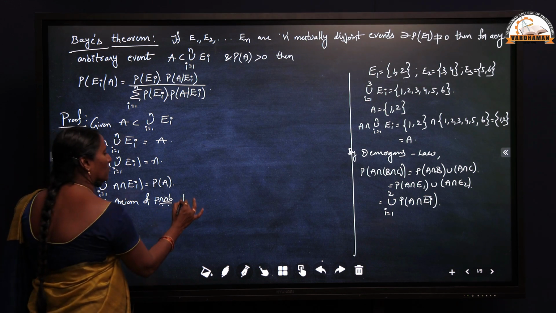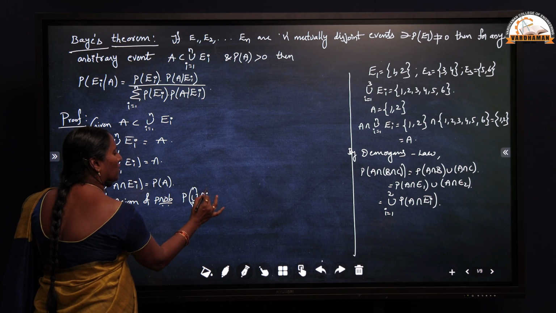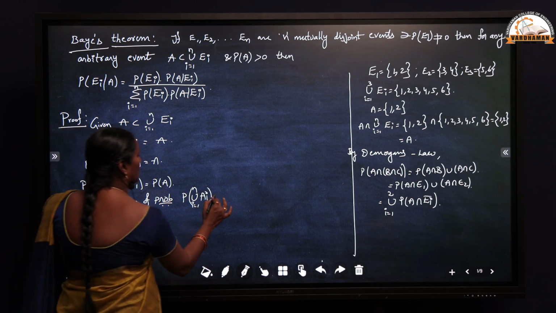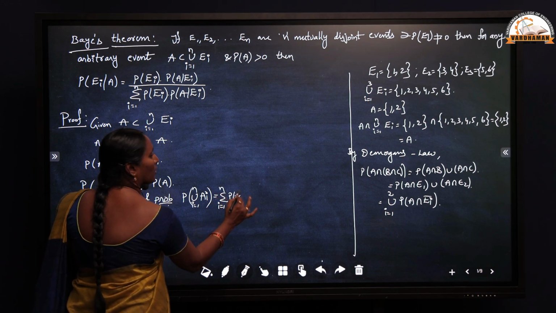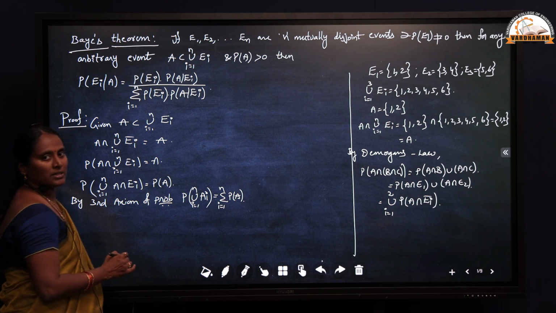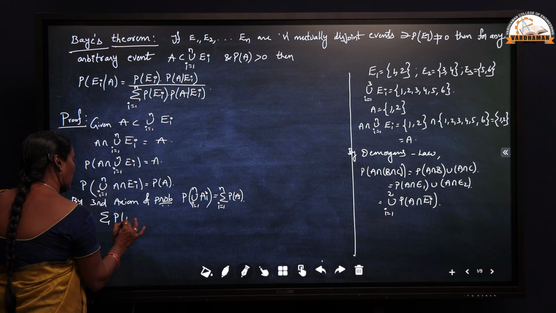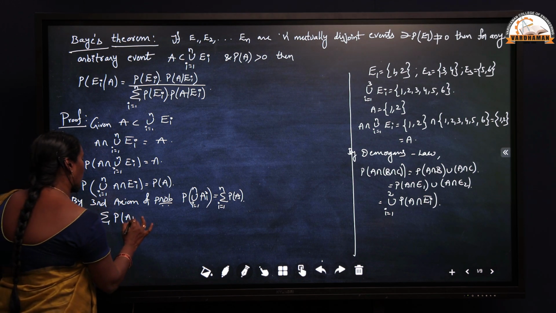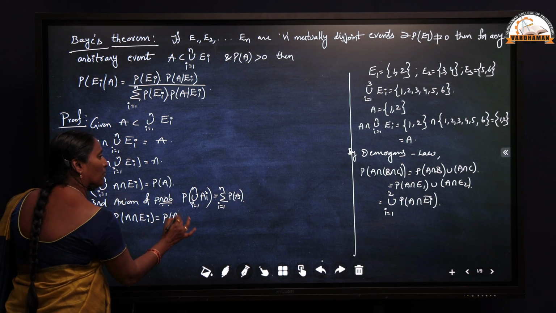By the third axiom, the probability of the union of Ai for i equals 1 to n is equal to the sum of all the probabilities. So this is equal to the summation over i from 1 to n of P of A intersection Ei. The same thing we are going to write as the summation, where P of A intersection Ei is equal to P of A.